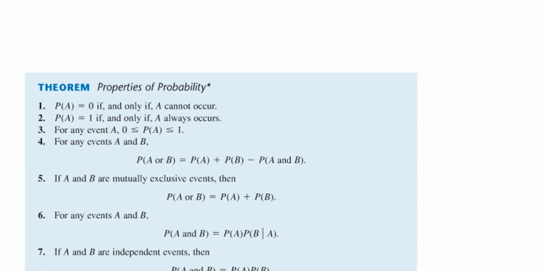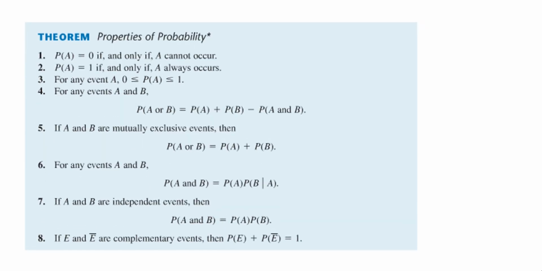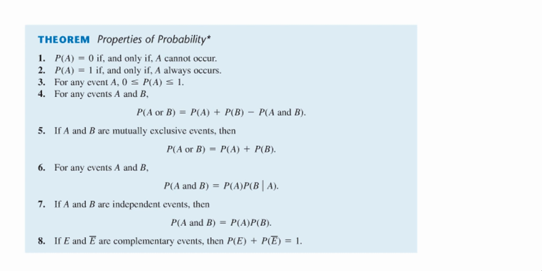Last page of the notes, just some properties of probability that I think are very important. Probability is 0 if something cannot occur. Probability is 1 if something always occurs. So here, for probability, the answer is always a fraction. What you want to remember is if a question instead asks how many ways, this time my answer will be a whole number.